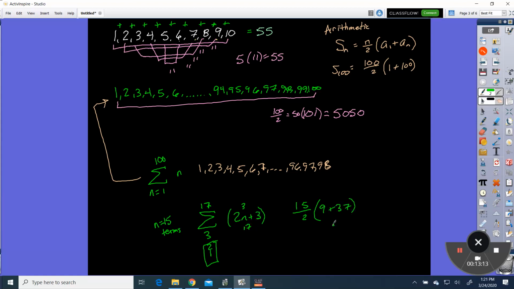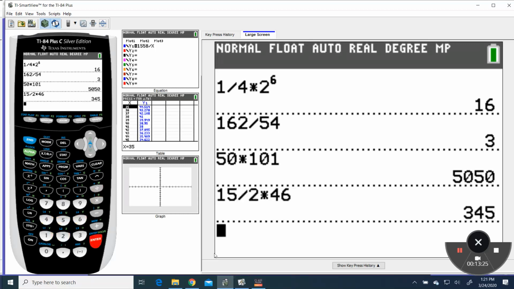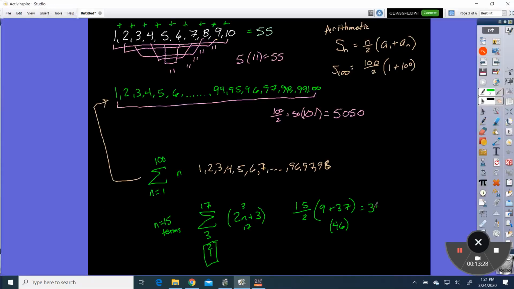So 9 plus 37 is 46. And we're going to multiply that by 15 divided by 2. So 15 divided by 2 times 46, and I get that it's 345. So if you were to come up with all the terms by plugging 3 to 17 into this, and then added them all together, you'd get 345. So that's the convenience of this formula, and having it written in this form: you can just figure out what your first term in the sequence is, and the last term, and you can figure out how many terms there are.